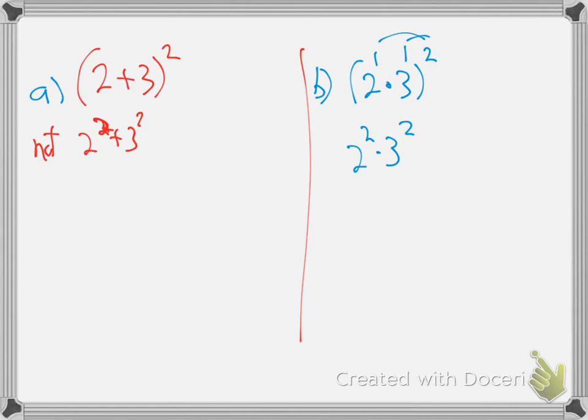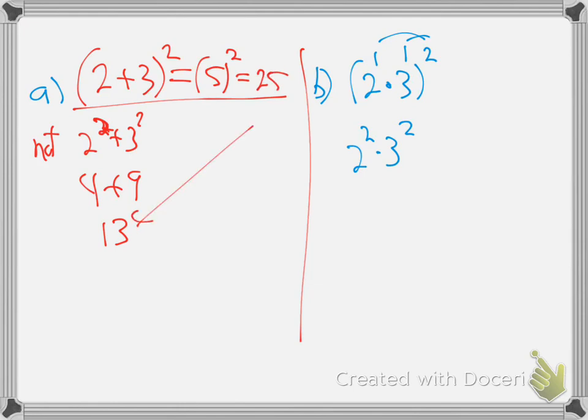Let's just prove it's true. Just work out the numbers. This would be 4 plus 9, 13. What is this really? Aside from all fancy math rules, isn't that 5 squared? 2 plus 3 is 5. I don't need some fancy rule to tell me that. And what's 5 squared? 25. And 13. See, it's just not true.